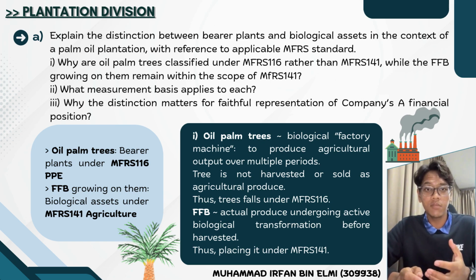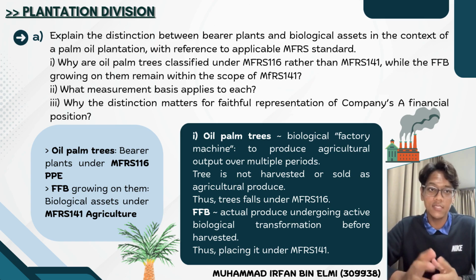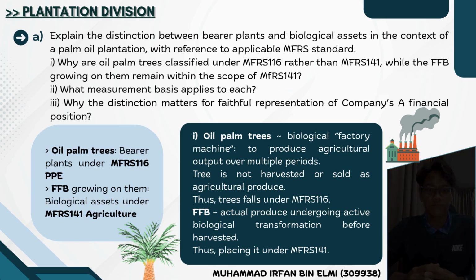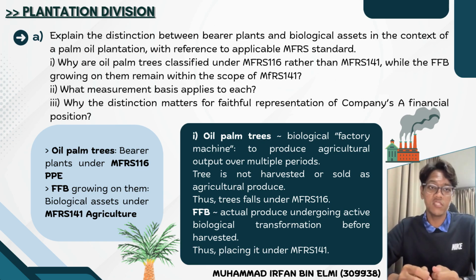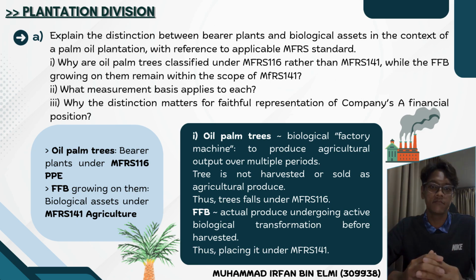Next is what measurement basis applies to each of it and why the distinction matters for faithful representation of company's financial position. First of all, we need to distinguish between all palm trees and the FFB, the fresh fruit branches growing on them. So all palm trees are classified as bearer plant under MFRS 116 PPE, whereas for FFB, it is classified as a biological asset under MFRS 141 agriculture.